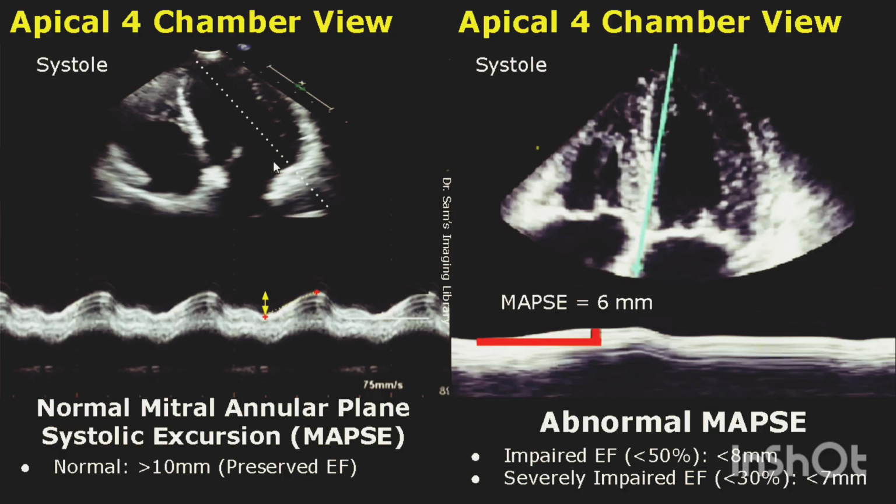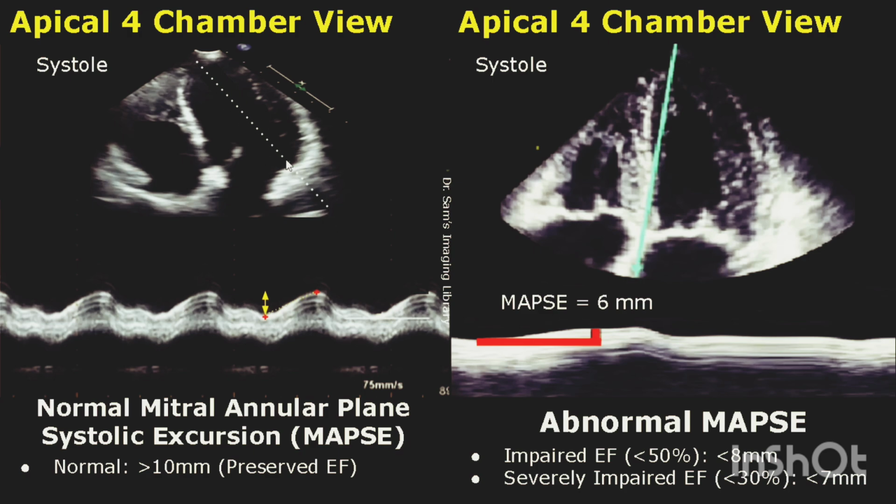Mitral valve annulus is the ring-shaped structure that surrounds the mitral valve. It is located between the atrium and the ventricle. At this point, MAPS is calculated using M mode. Pass the M mode cursor through the annulus like this during systole.